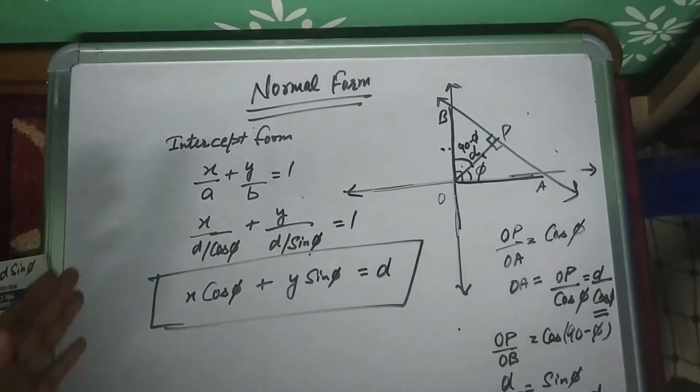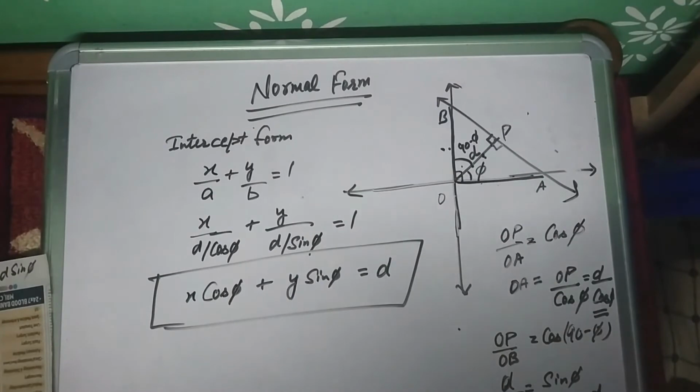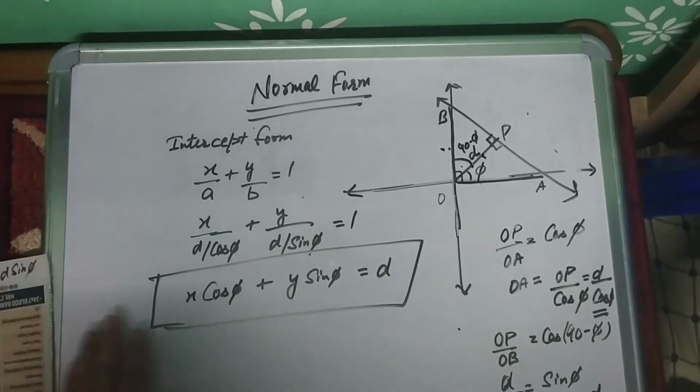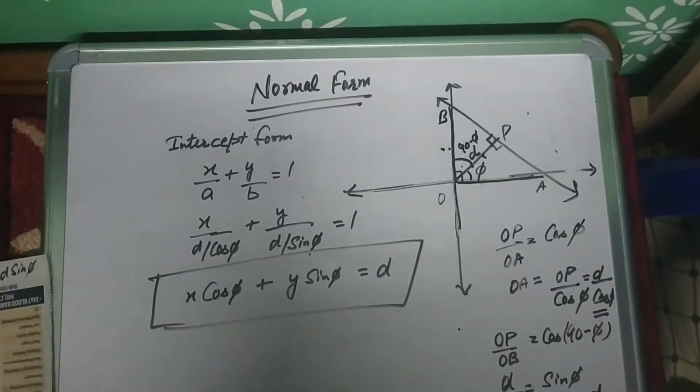Okay, so this is your normal form of any line. x and y are the general coordinates. Phi is the angle between the normal and the x-axis, meaning the perpendicular from the origin to the line makes this angle with the x-axis, and d is the perpendicular distance of the line from the origin. See, derivation is important, and once you have derived it, you must learn this, and if you are learning this, you must know the meaning of each letter. Only then can you understand your problem sums.